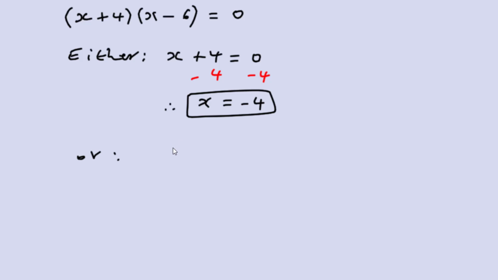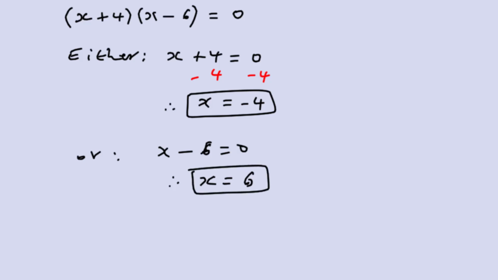Now the second factor could be 0 as well. So we have x minus 6 equal to 0, so that the product is 0. By doing plus 6 on both sides to keep the balance, we have x equals 6, which is our second root, or second solution.